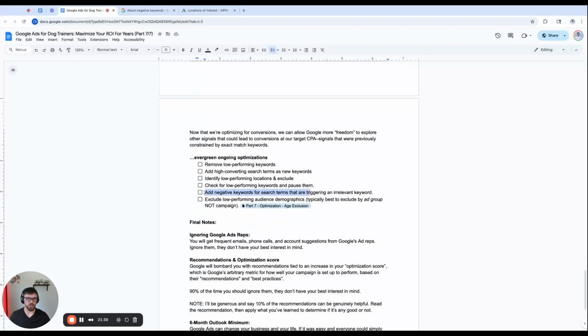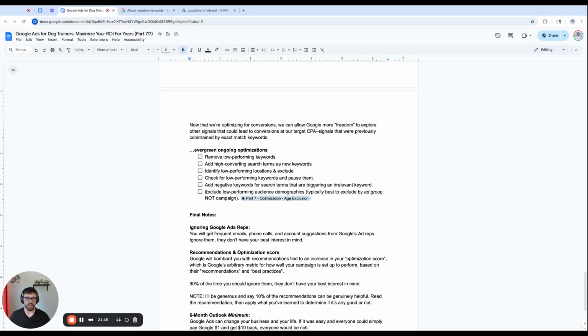Check for low performing keywords and pause them. Add negative keywords for search terms that are triggering irrelevant keywords. So these are just ongoing evergreen optimizations here, guys. And then lastly, we have exclude low performing audience demographic. Typically best to exclude by ad group, not campaign.